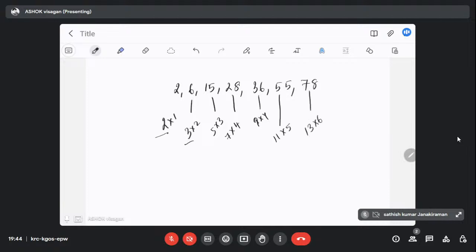We check all these numbers. These numbers are nothing but prime numbers. So except 36, all other numbers are multiples of a prime number in the same order: 1, 2, 3, 4, 5, 6. So here this one is the odd man out. So 36 is the odd man.